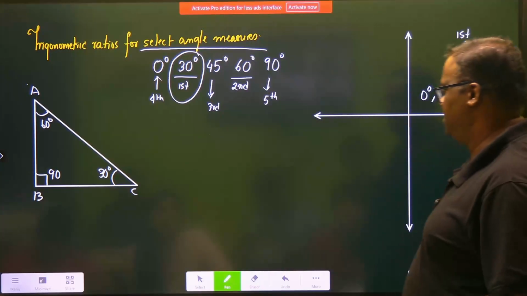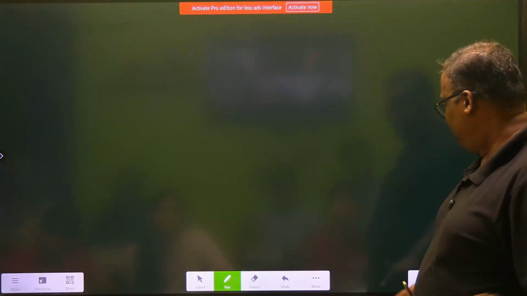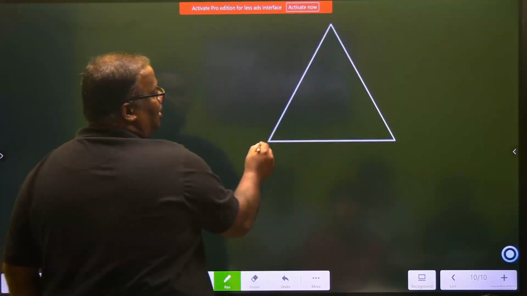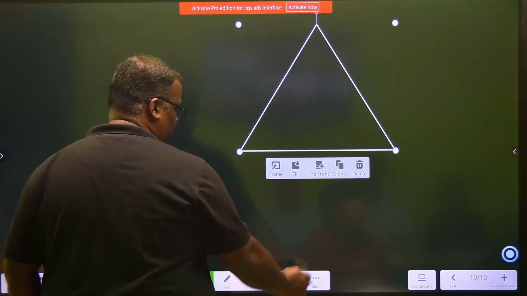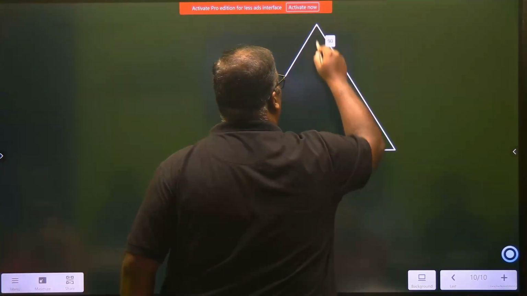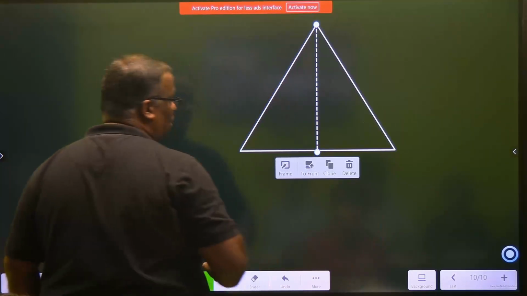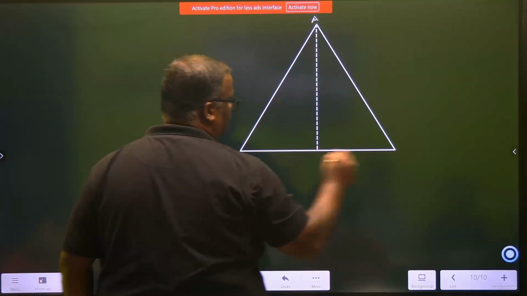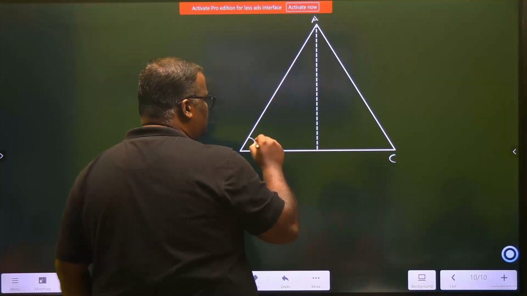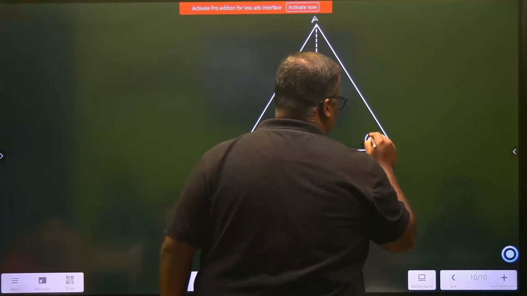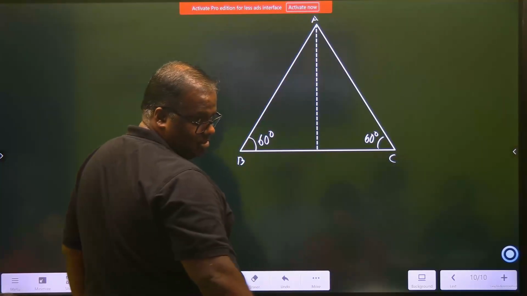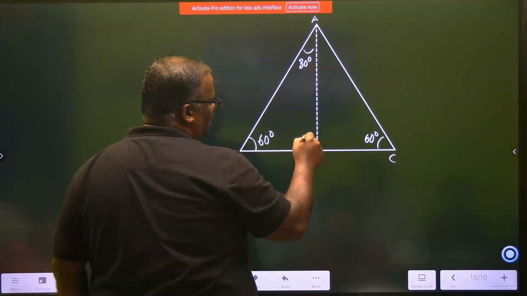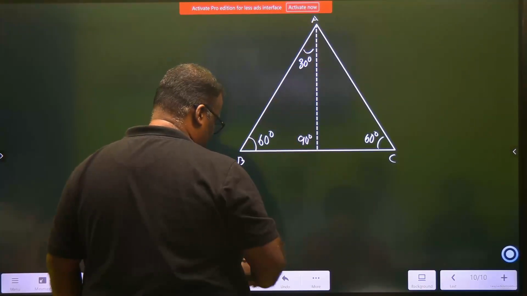Sir, how will we do this? For that reason, we have to revisit our equilateral triangle. This is my equilateral triangle, and I draw a perpendicular bisector. This is A, this is B, this is C. In an equilateral triangle, what are the angle measures? All 60. But this will also behave as a bisector. So this will be 30, and this will be 90 degree.